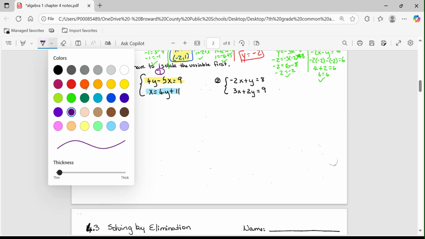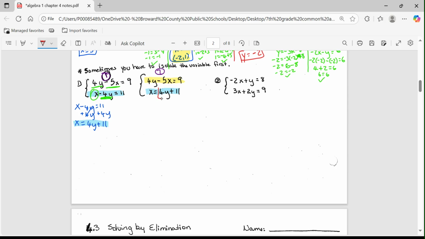So now I'm going to substitute in for x, such that we have 4y minus 5 times x, which is 4y plus 11, and then that's equal to 9. From here, I'm going to solve like I would any other day. So I'm going to go ahead and solve in blue.